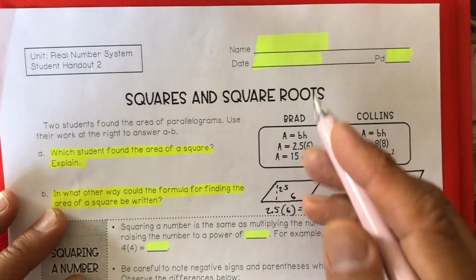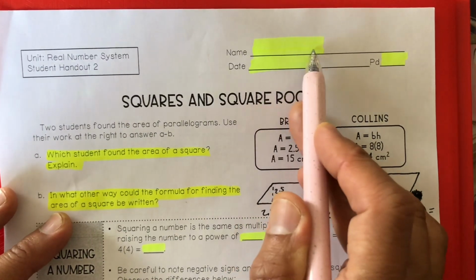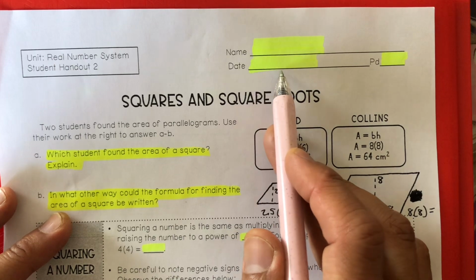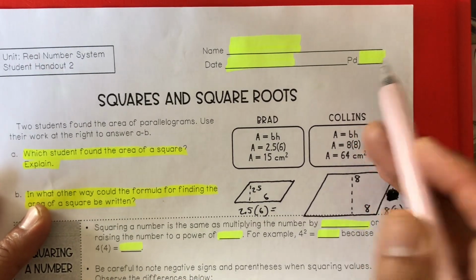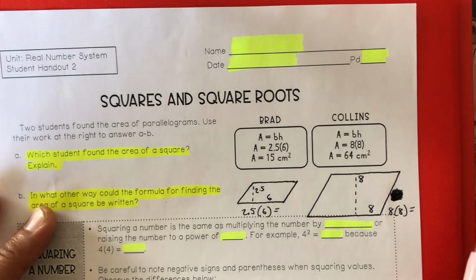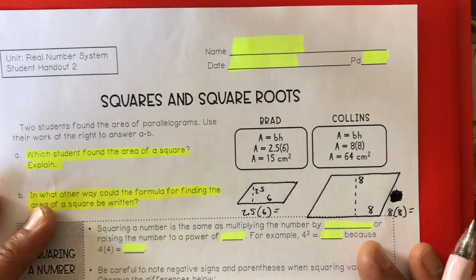We're going to talk about squares and square roots. So please make sure you write your first and last name at the top, today's date, and very important, the period number you're in. Okay, because it's early in the school year, I want to make sure that you get credit and I'm able to load your score as soon as possible, okay?